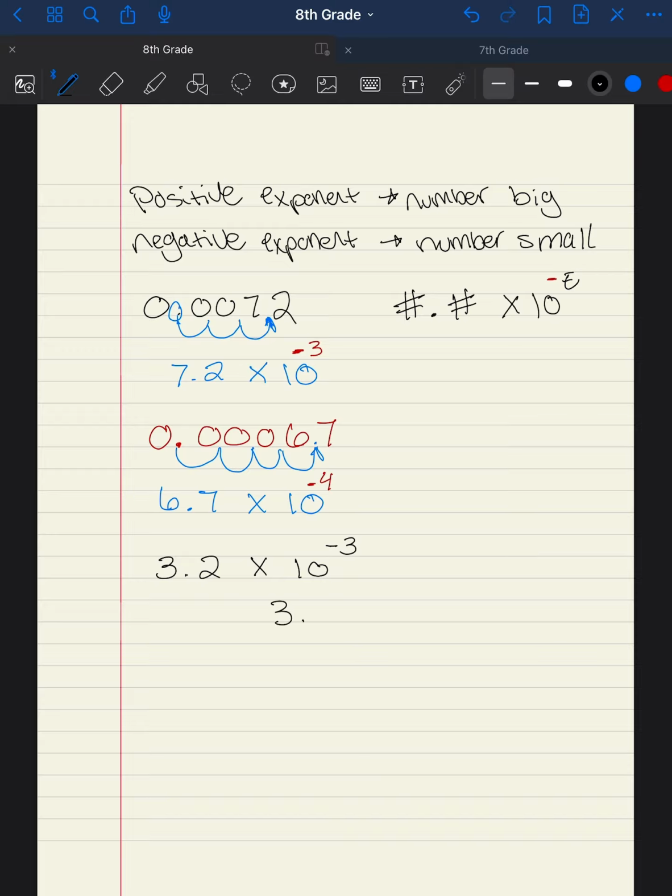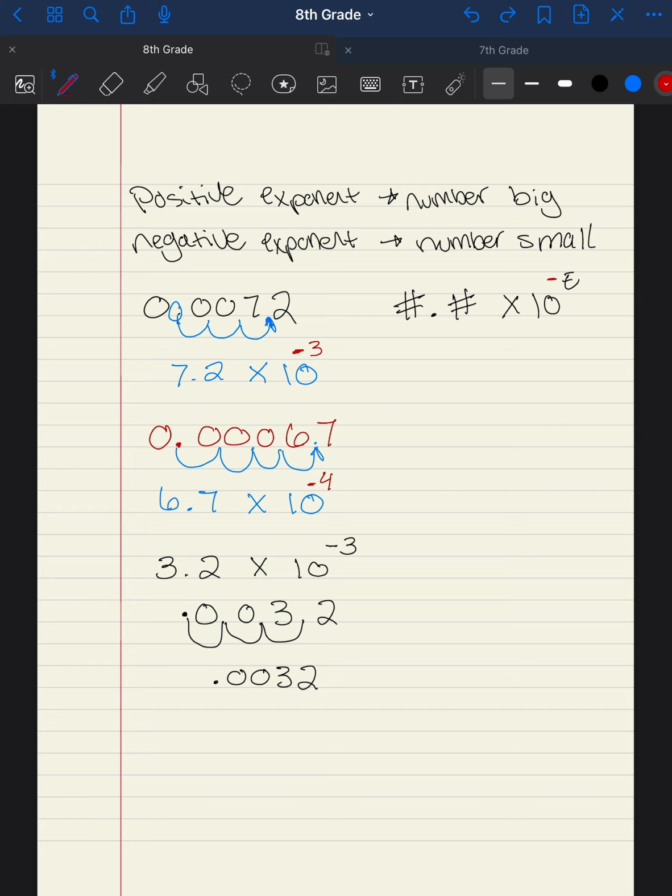I'm going to write my 3.2 over here so I give myself a little bit more space. Let's see. 1, 2, add 0, 3. So that's saying that our original number was 0.0032. Let's double check our work. Did we move the decimal 3 times to get that? Let's see. 1, 2, 3. So that means that would be 3.2, meaning our original number was this. So we are correct.